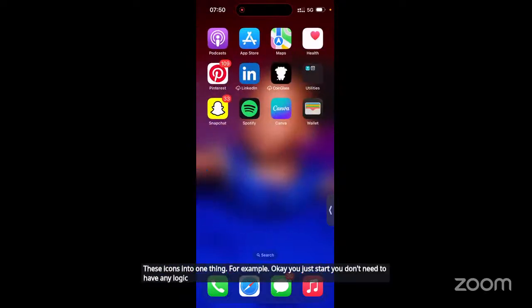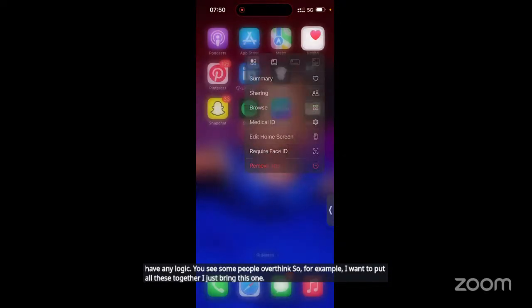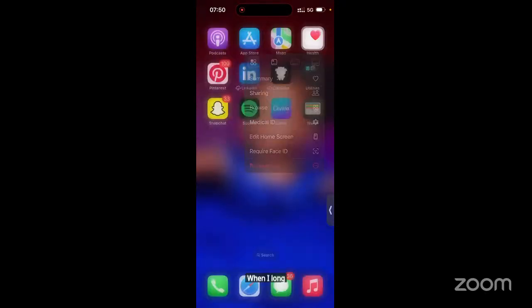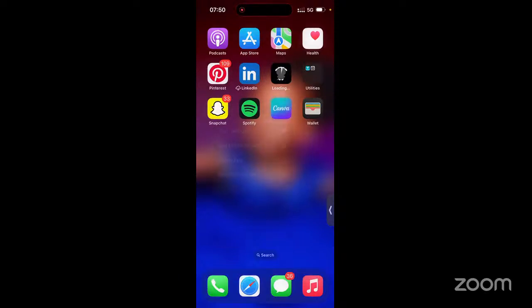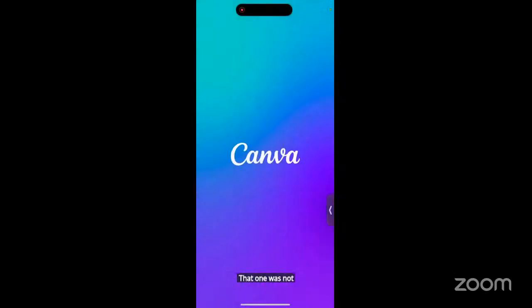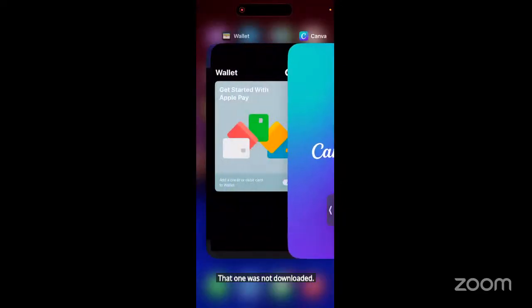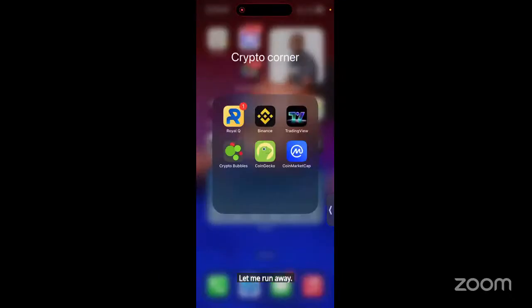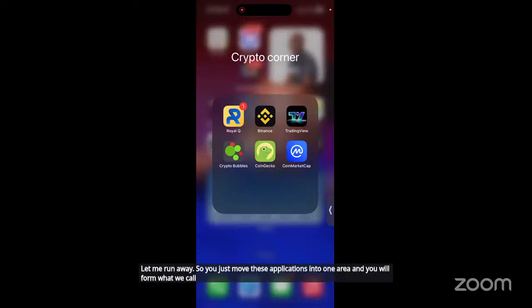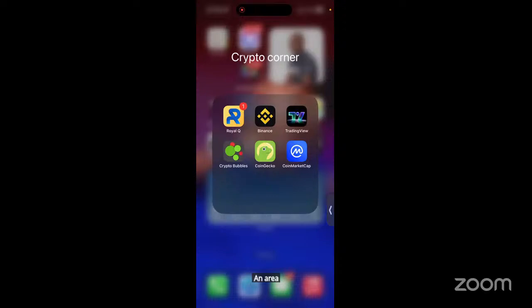You see, some people overthink. So for example, I want to put all these together. I just bring this one. When I long touch it, let me long touch this one. Now that one was not downloaded, but I'll not waste my time on that. So you just move these applications into one area and you will form what we call a crypto corner, an area that helps you look at markets.